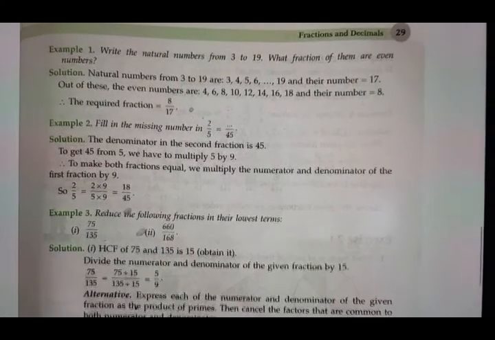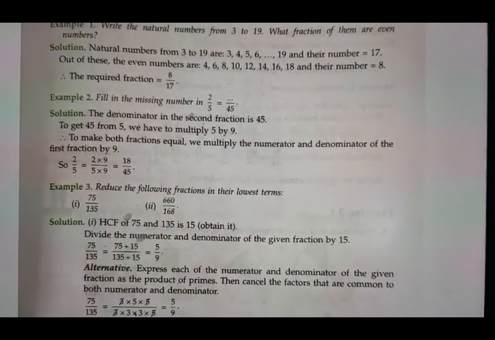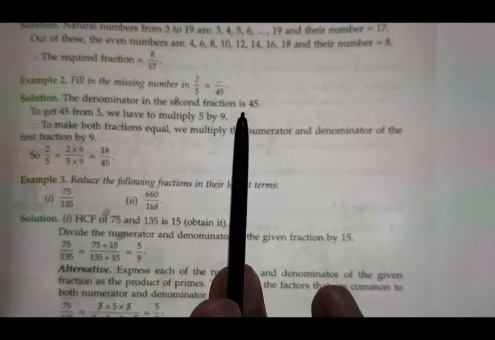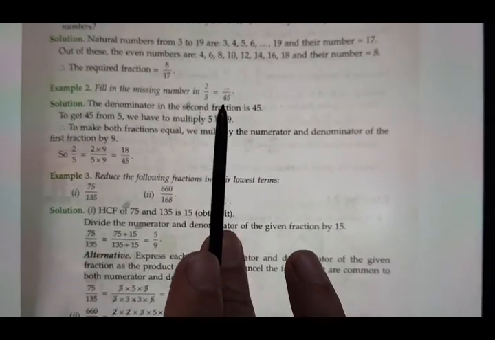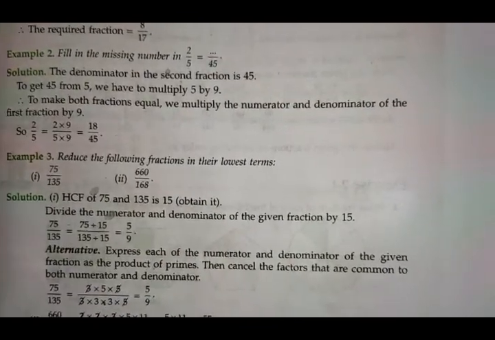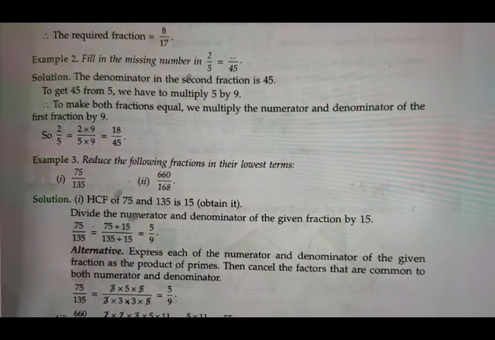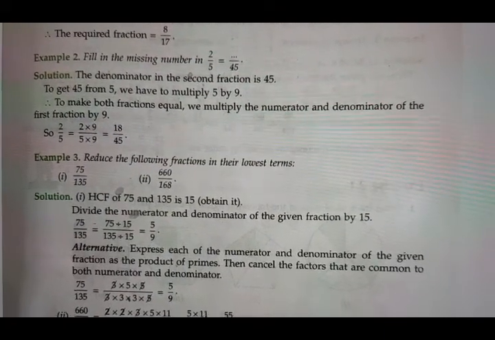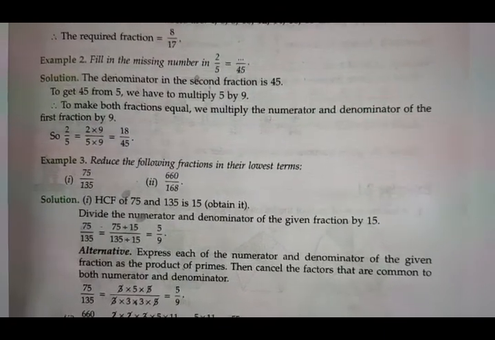You have to fill in the missing number. 2 upon 5 is equal to dash upon 45. Now you see, if you check here, with what number should 5 be multiplied to get 45? 9. The same number will be multiplied by 2 also. So 2 9s are 18. So 18 upon 45 will be your answer.